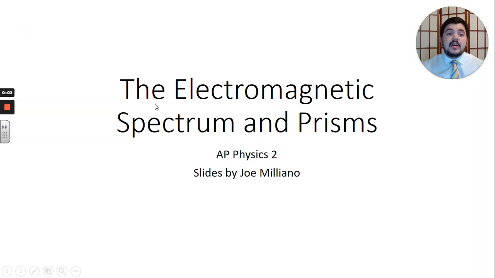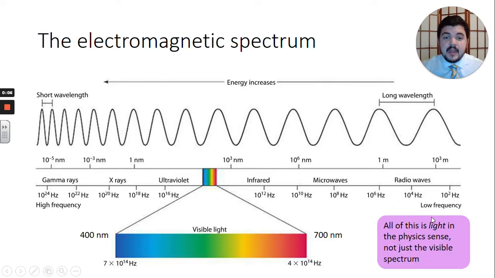In this video, I'll be talking to you about the electromagnetic spectrum and prisms. Here is a picture of the electromagnetic spectrum. Before we get into the details, I first want to draw your attention to the purple box in the bottom right-hand corner. And I want to talk about how we in physics class are going to use the word light. In everyday language, light means the stuff we can see. But in physics class, the word light will refer to any electromagnetic wave along this spectrum.